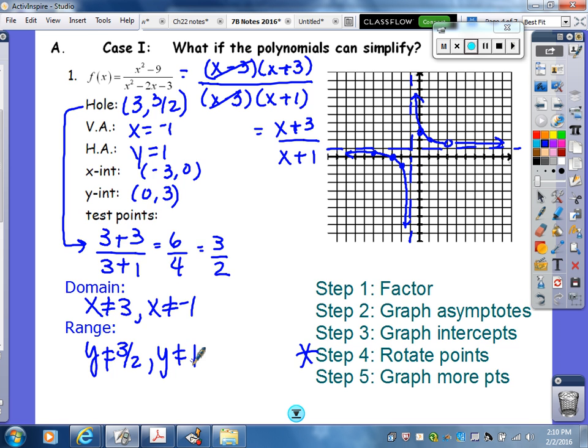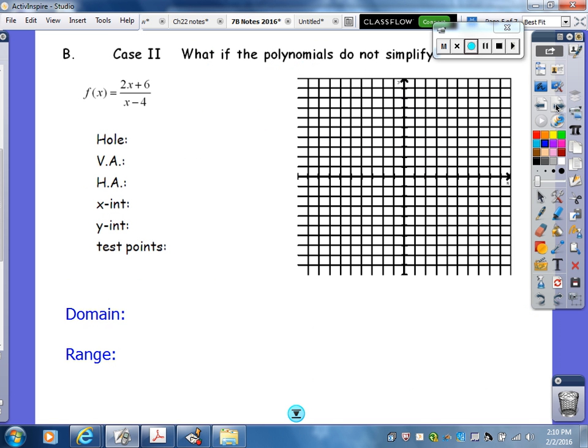All right, let's look at the second one. I'm going to follow those same steps. So the first thing I'm going to do is factor this to see if I have a common factor. So I've got 2 comes out, (x plus 3) over (x minus 4). All right, no common factor. That means I don't have a hole in my graph.